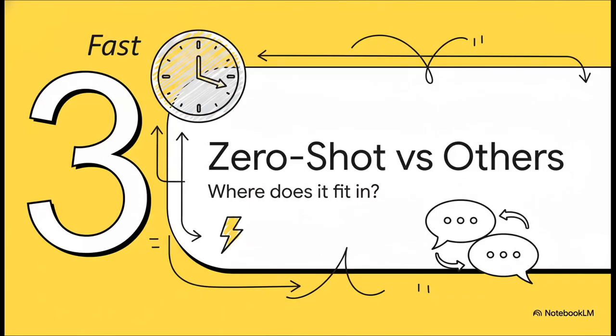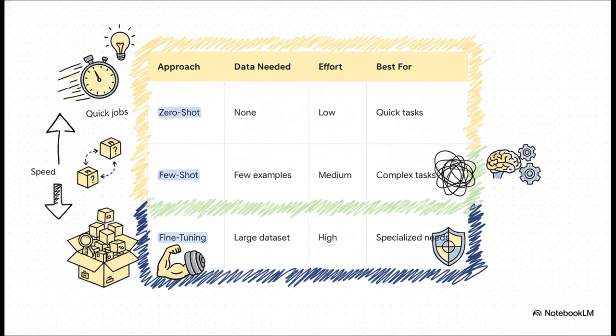So zero-shot is fast, it's easy, but it's not always the best tool for every single job. To really understand where it fits in your toolkit, we have to compare it to the alternatives. Let's see how it stacks up. This table lays it all out, the crucial trade-offs. Zero-shot is your go-to for speed and convenience. Think summarizing an email on the fly.